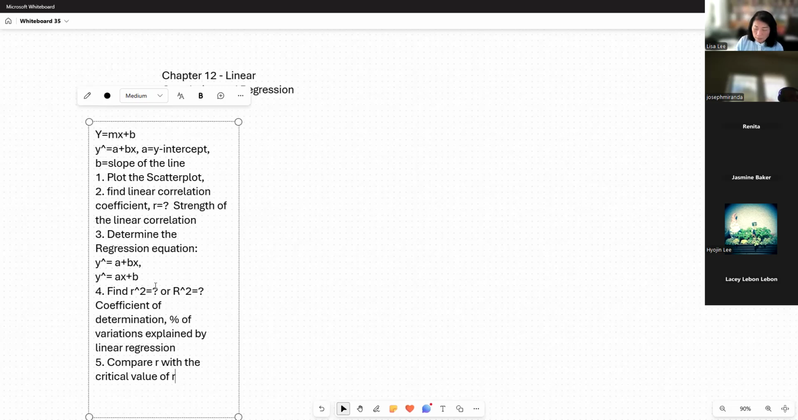The rule is this: if the absolute value of R is greater than the critical value, then the linear correlation is significant. So we can use it to find the predicted value.